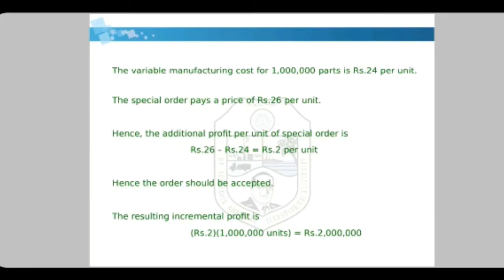Hence the order should be accepted, because all other costs remain the same whether we accept the order or we don't accept the order. Anyways we have to pay that, but variable manufacturing cost will affect that order, and the variable manufacturing cost is 24 rupees per unit, and we are getting 26 rupees per unit. So there is a profit of rupees 2 per unit. Hence the order should be accepted. The resulting incremental profit will be rupees 2 into that many parts, that is 2 into 1 lakh or 1 crore, whatever it is, equals your total resulting incremental profit.